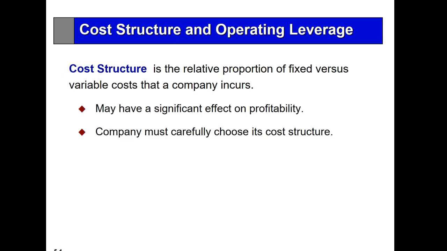In this module, we will be examining a company's cost structure and how that cost structure impacts what we call operating leverage. To begin with, cost structure is the relative proportion of fixed versus variable costs that a company incurs. Now, this just doesn't happen. Companies carefully choose their cost structure. They determine the relative proportion of fixed costs to variable costs because this has a significant effect on profitability.